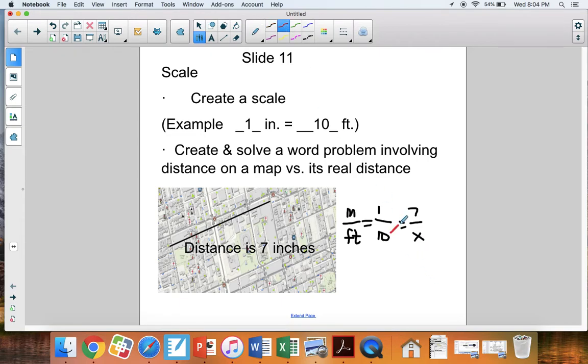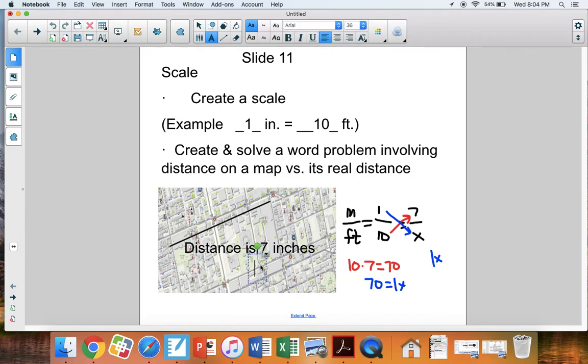You use cross multiplication. So 10 times 7 is 70. And then this is 1x. So you end up with 70 equals 1x. And if you're trying to get x by itself, you divide by 1, but 70 divided by 1 is just 70. So this distance is 7 inches or 70 feet. That's it. That's all you have to do in this one.